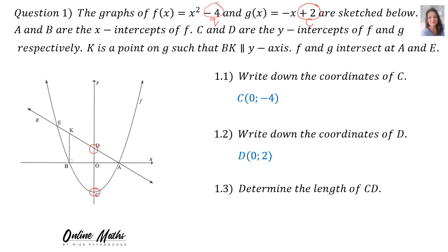Question 3. Determine the length of CD. Now, do you agree that there at D the y is 2? So that implies that this distance OD is 2 units. And then there at C the y is negative 4. But that means that this distance is plus 4 because distance is always positive. So the length of CD consists of DO plus OC. So therefore we can say CD is 2 plus 4 is equal to 6 units.